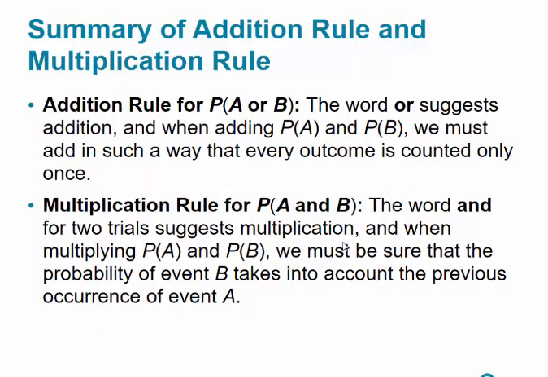So, last few things. Addition rule for the probability of A or B: the word or suggests addition, and when adding P of A and P of B, we must add in such a way that every outcome is counted only once. The multiplication rule for P of A and B: the word and for 2 trials suggests multiplication. And when multiplying P of A times P of B, we must be sure that the probability of event B takes into account the previous occurrence of event A.